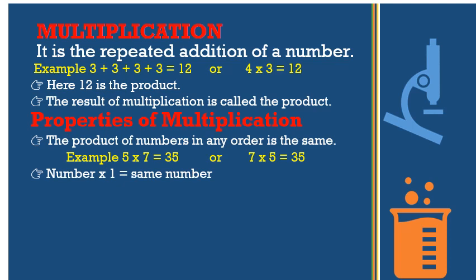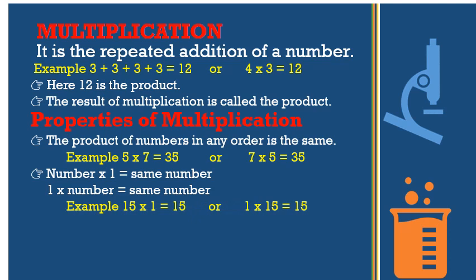Now let's come to the next property. Number multiplied by 1 is equal to the same number. That is, when we multiply a number by 1, our product is the same number. Let us understand this with the help of example. We can also say 1 multiplied by number is equal to the same number. So let's take the example. 15 multiplied by 1 is equal to 15. Or we can say 1 multiplied by 15 is equal to 15. The answer is coming the same number. I hope you have understood this property.